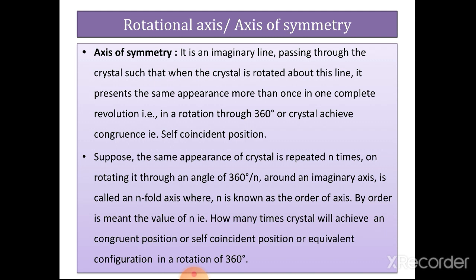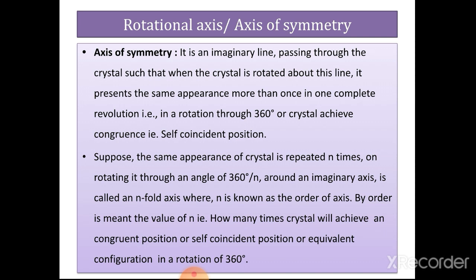Firstly, we are going to discuss the first type of symmetry, the rotational axis, which is also called the axis of symmetry. Now what is an axis of symmetry? It is an axis, also called an imaginary line, which passes through the crystal. Around this imaginary line, when the crystal is rotated, it presents the same appearance more than once in one complete revolution, that is, in a rotation through 360 degrees. In this way the crystal achieves congruence.